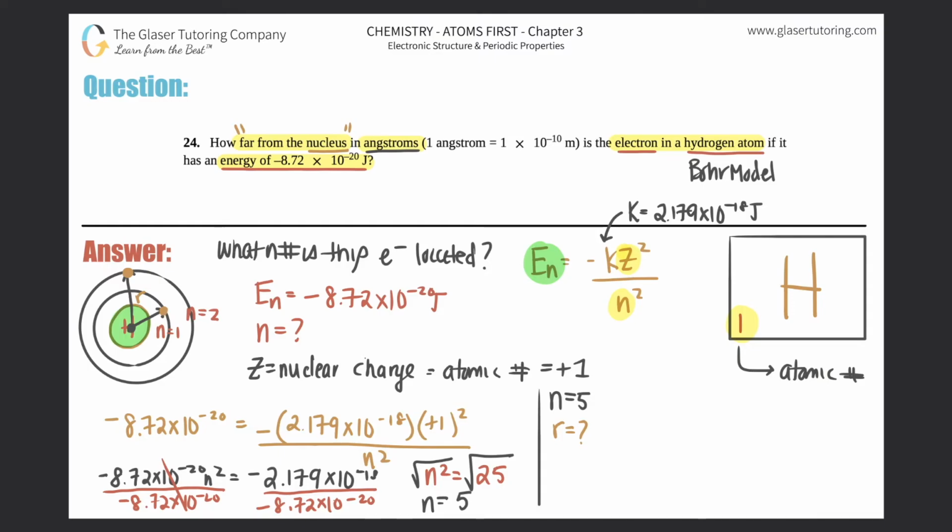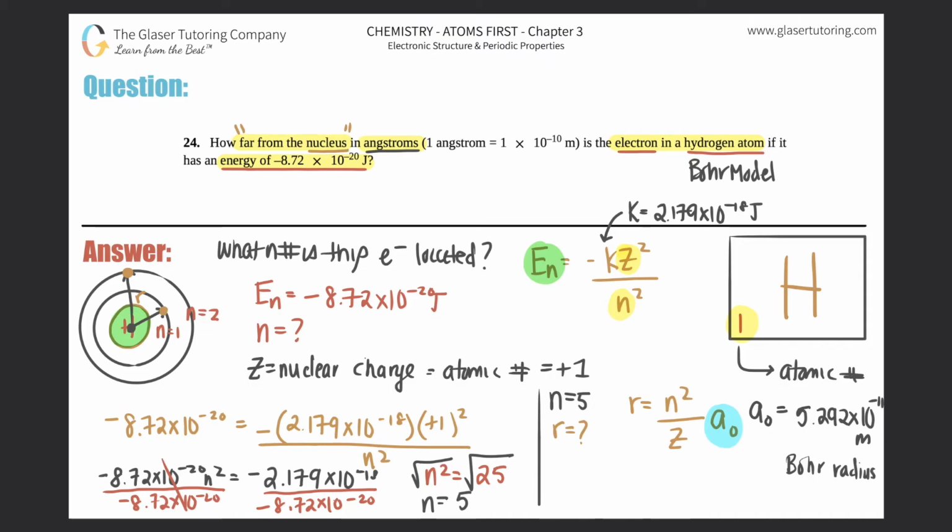So the equation that we have to use is R equals n squared over z times a sub 0. Now, a sub 0 is a constant number. So just like k, it's a constant number, it will never change. Just know that a sub 0 is always equal to 5.292 times 10 to the negative 11th meters. This is called the Bohr radius. So you will be able to use this when you're talking about the Bohr model.